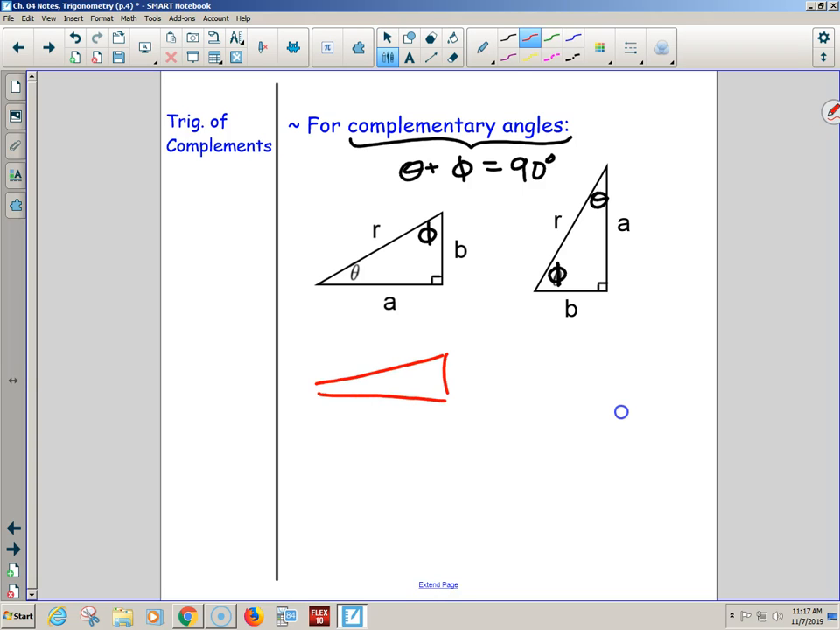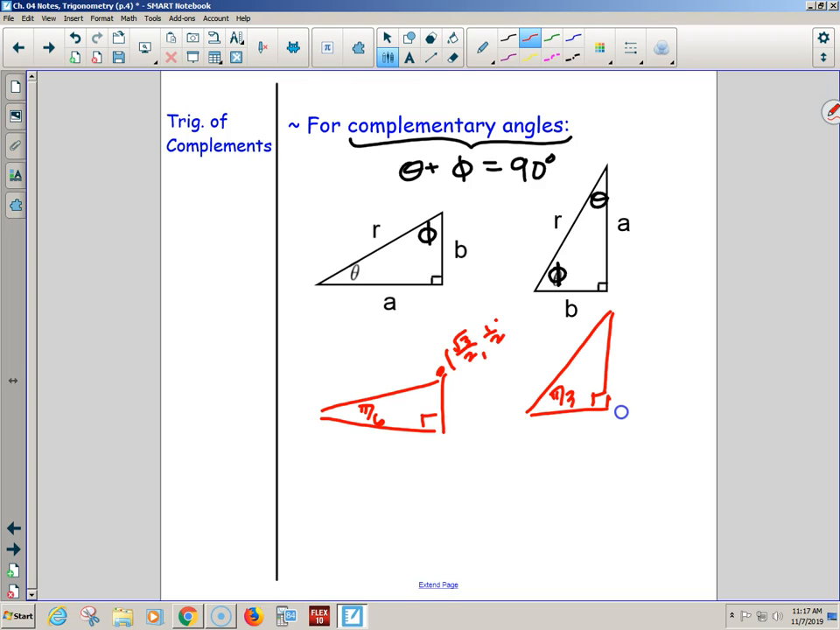If this was, that's way too skinny. Pi over 6. And if this was pi over 3. Wait, pi over 6, doesn't he go over a lot and up a little? Because he goes over a lot and up a little. Wait a minute, this is a pi over 6, that's a 30 degree. What would this guy be? 30, 90, he must be 60. Oh, that's pi over 3.